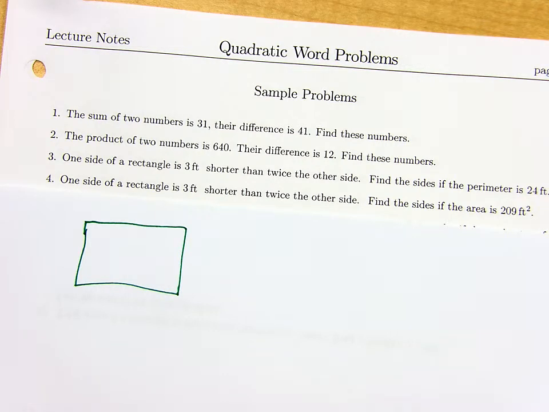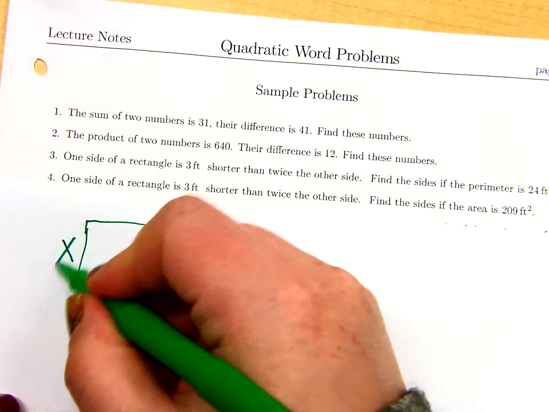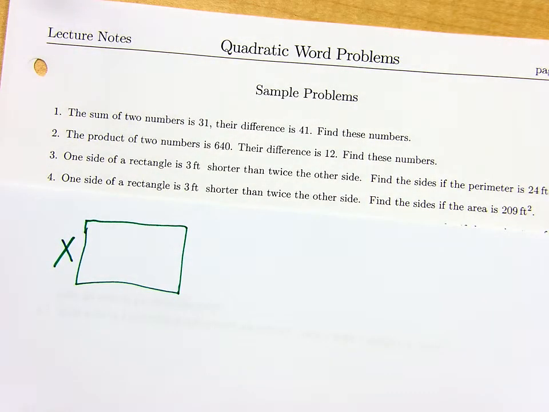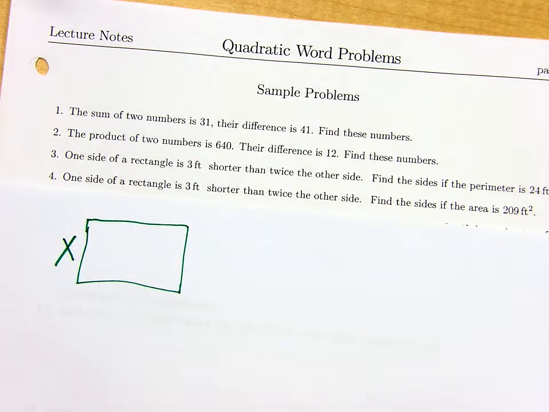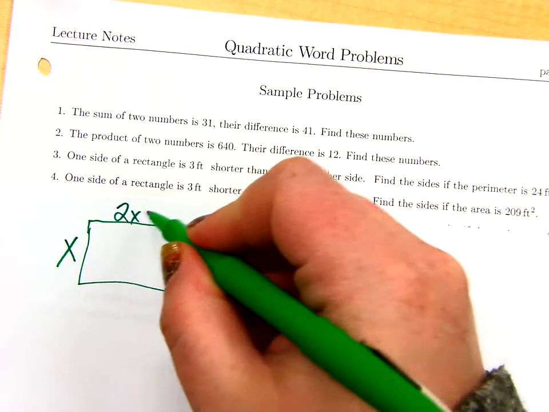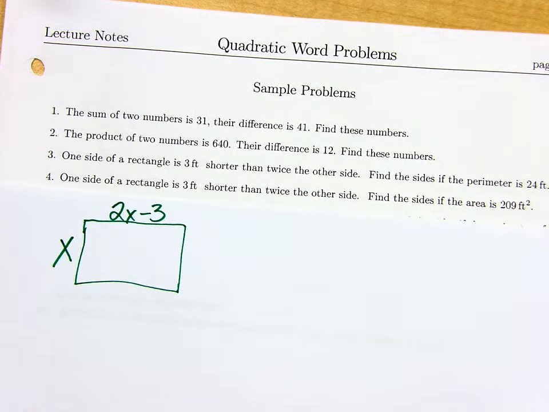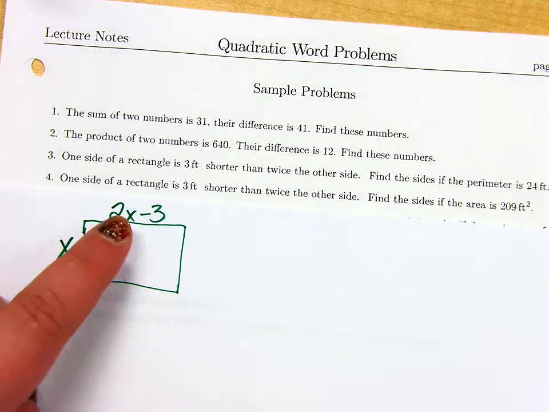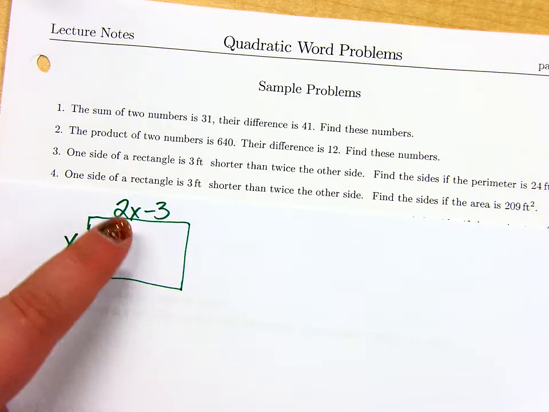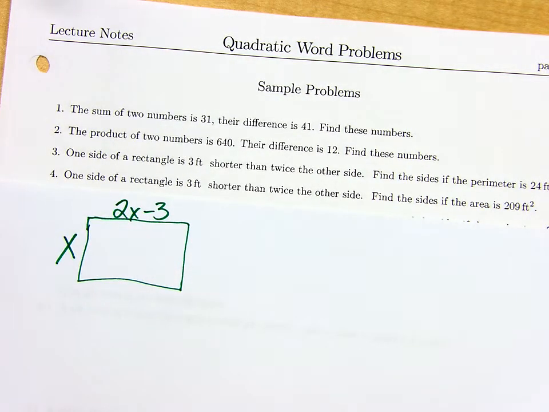Do you know the length of the other side? No, so I call one side x. And now they're saying this other side is 3 feet shorter than twice this one. What does that look like in math? 2x minus 3. 3 feet shorter means I'm going to minus 3 on the end. Twice the other side, so I'll have 2x minus 3. Does that make sense? One side is 3 feet shorter than twice the other side. If the other side's x, there you go.